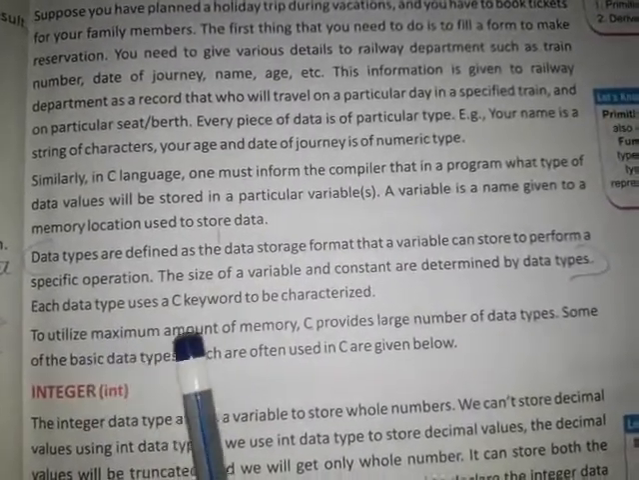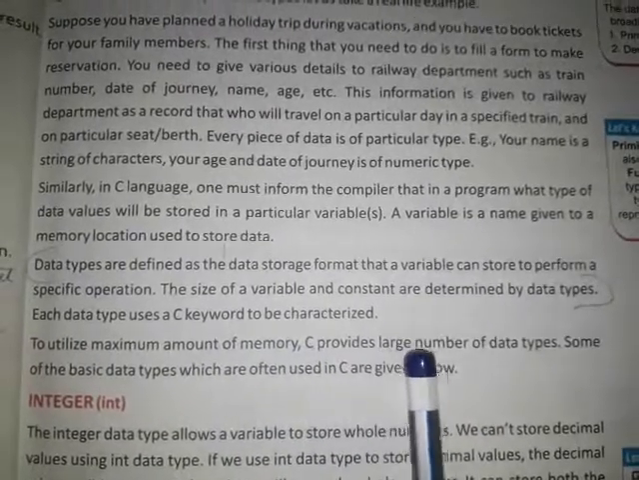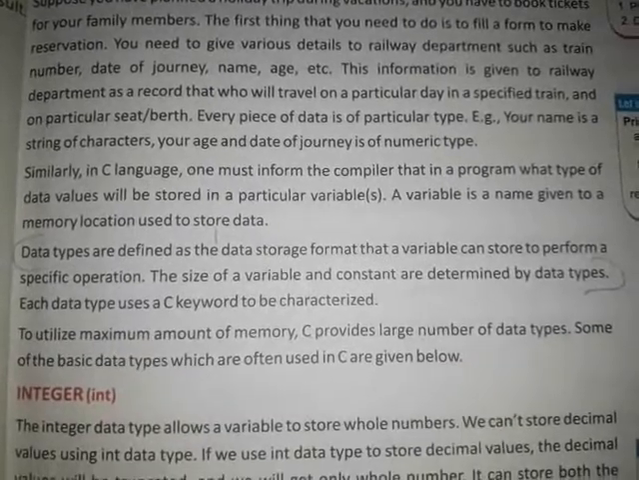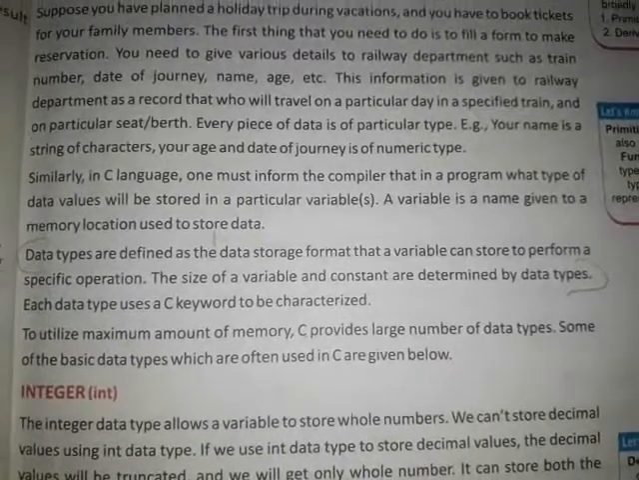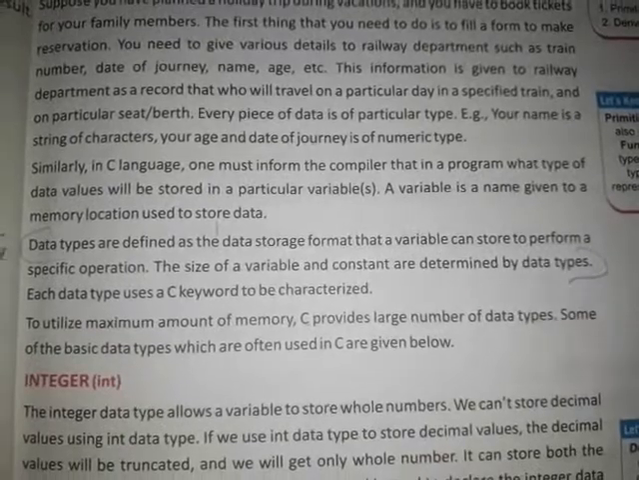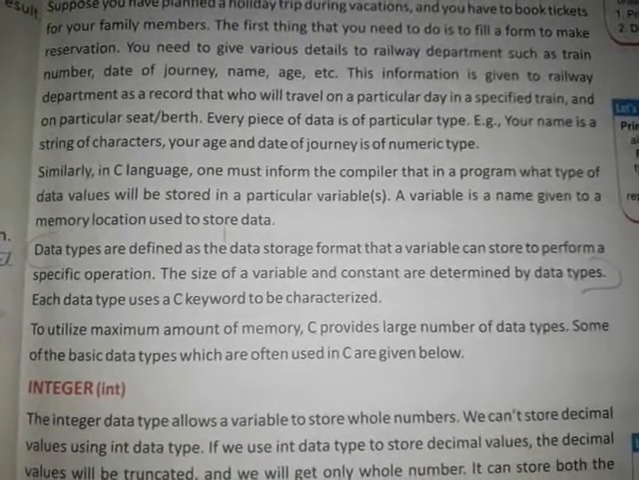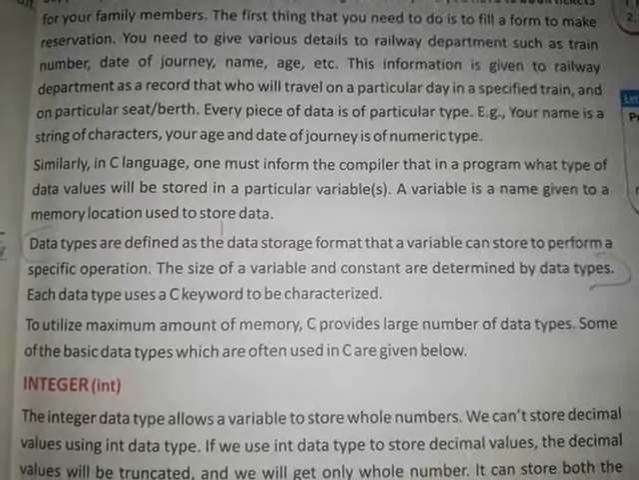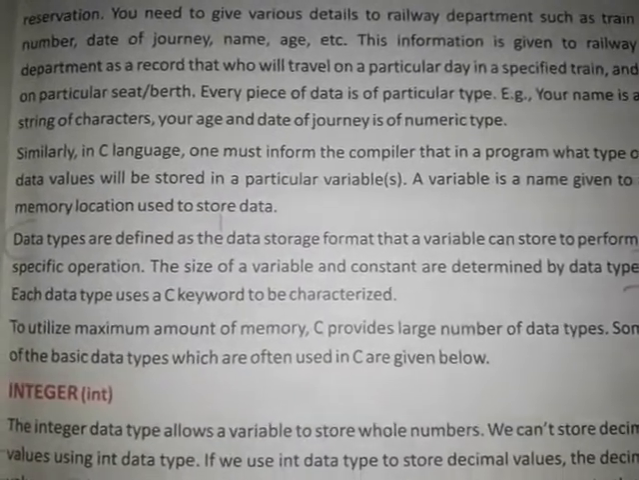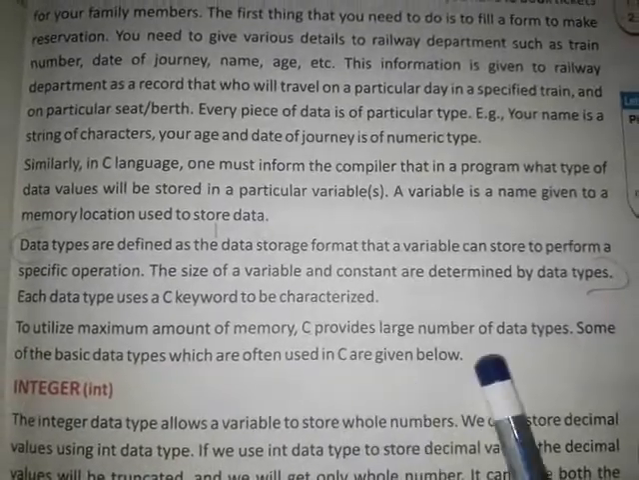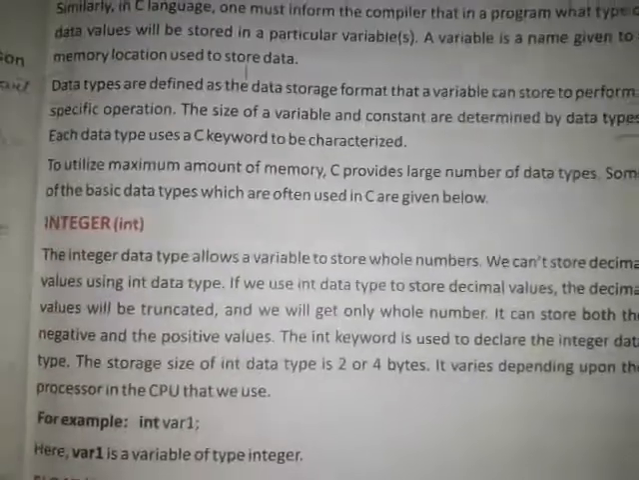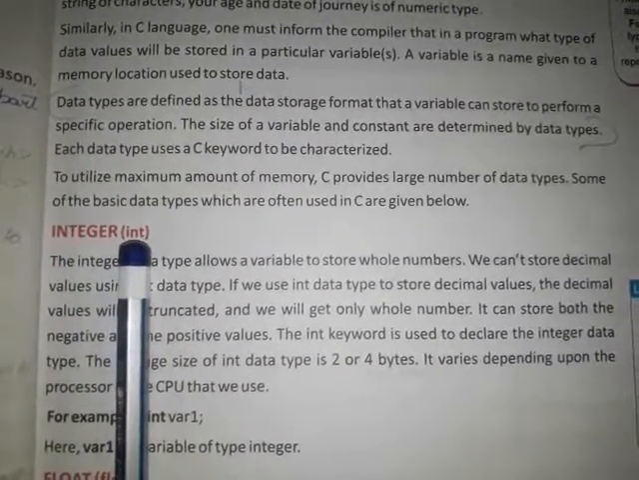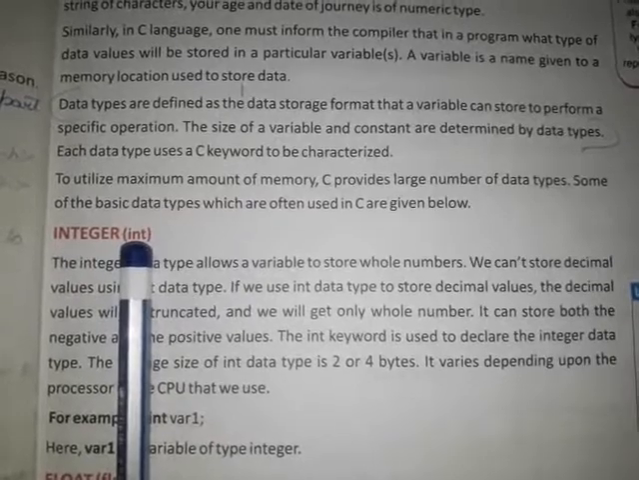To utilize the maximum amount of memory, C provides a large number of data types. In your computer, the best way to make a program is better utilization of memory. So for this utilization, C provides a very large number of data types to handle all sorts of data. Some of the basic data types which are often used in C are given below. Let us see what these are. The first one is integer, and the keyword written for integer is int. This is the keyword int.